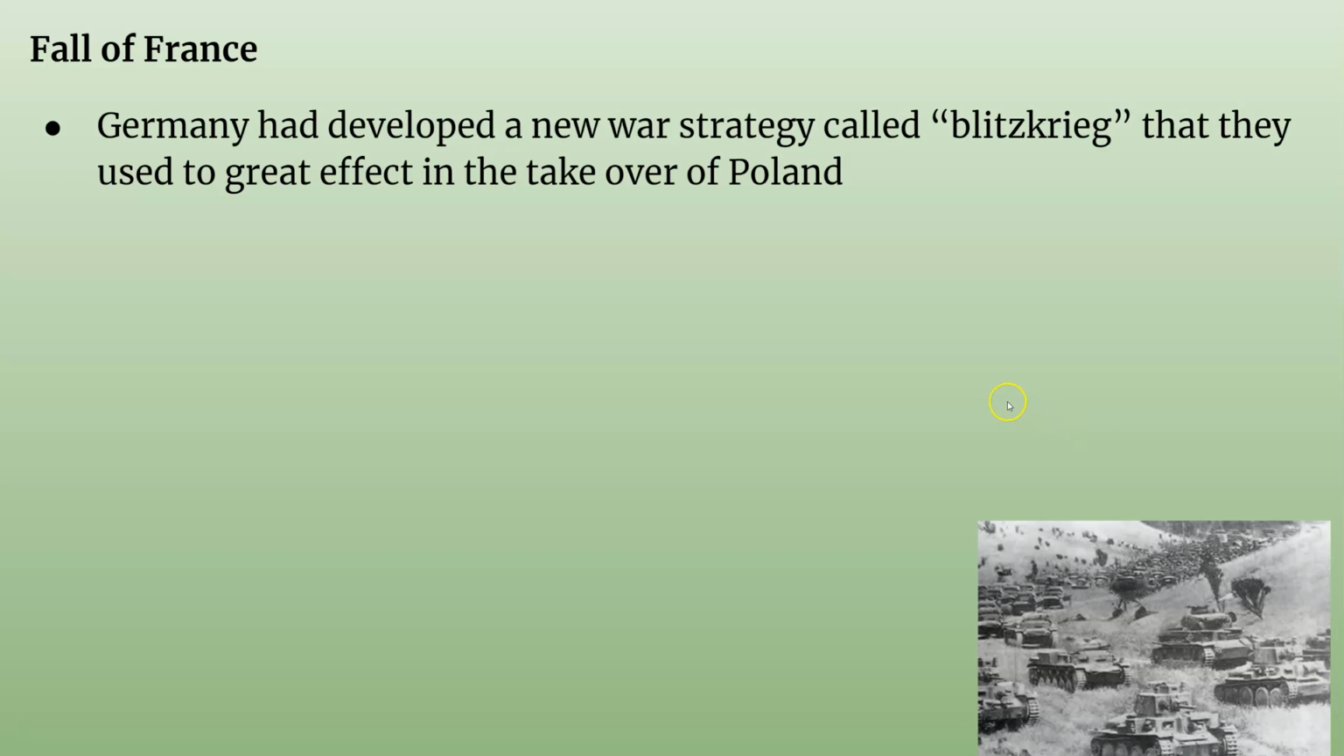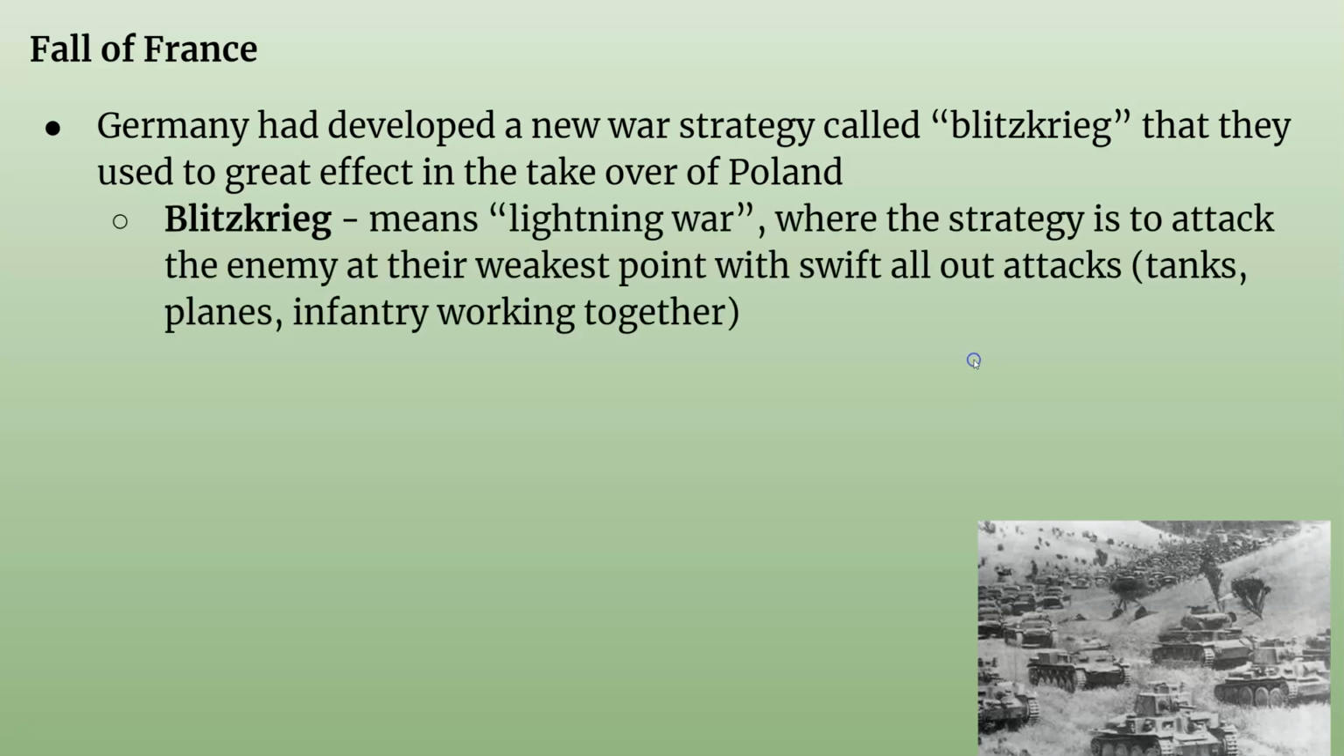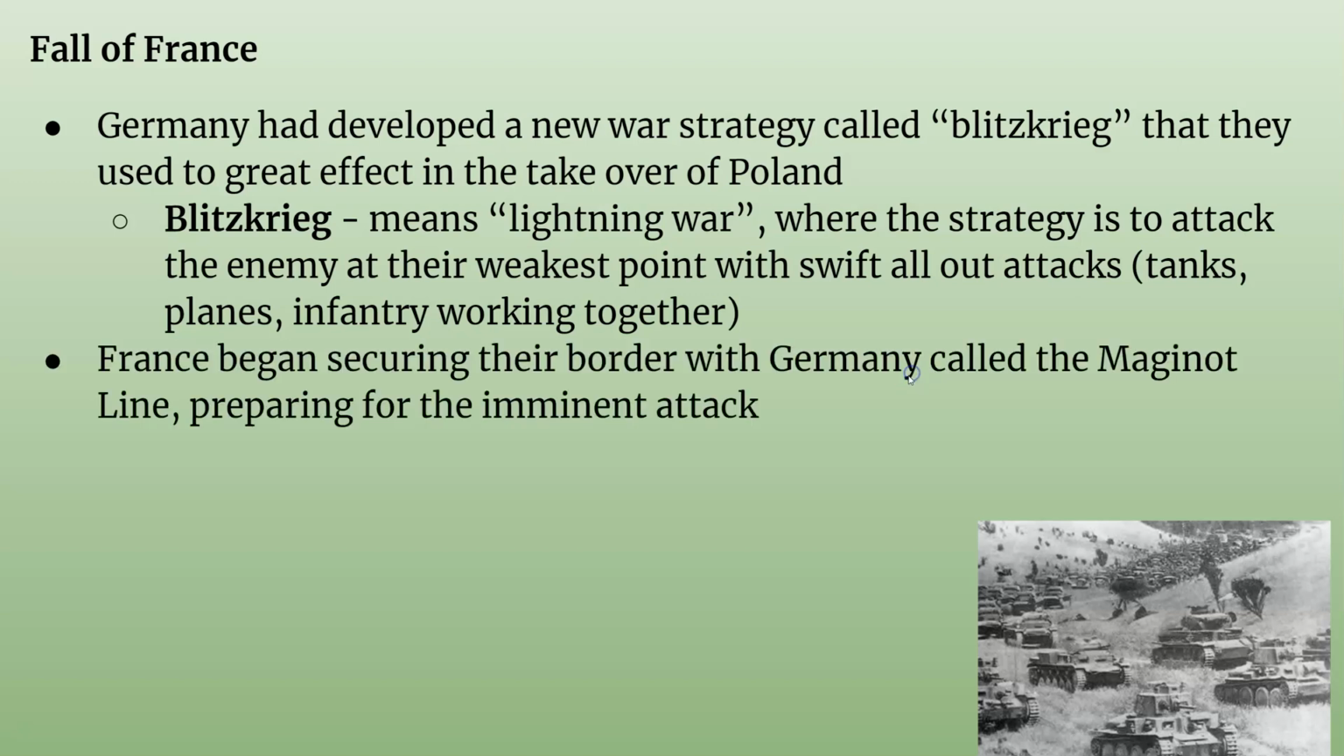Germany had developed a new strategy of war called Blitzkrieg that they used to great effect to invade Poland. Blitzkrieg is lightning war, where the strategy is to attack the enemy at their weakest point, focus all your energy there, and then keep moving, with one swift attack that had planes, tanks, and infantry all working together exploiting that one weak point.